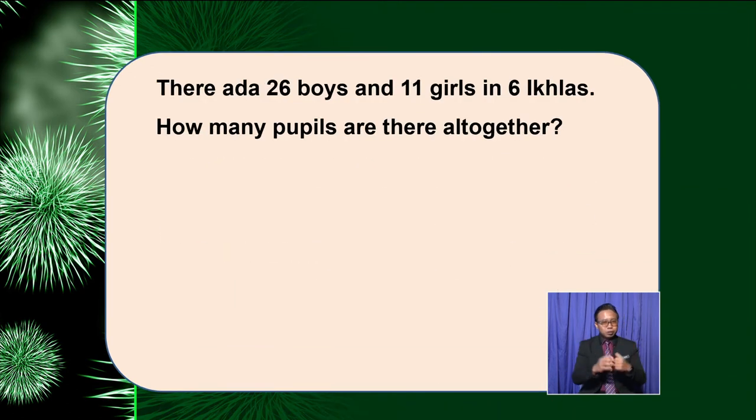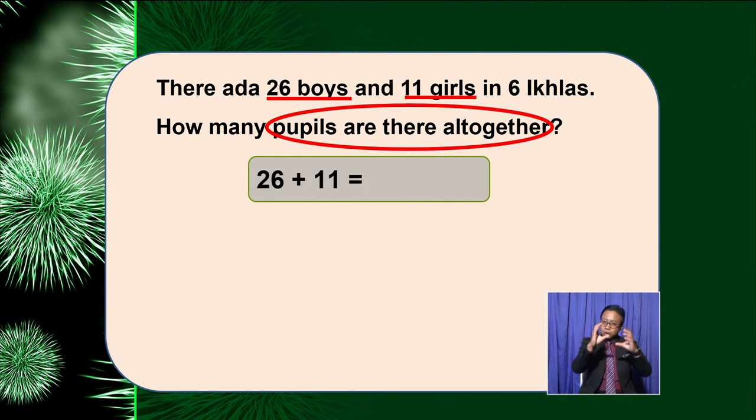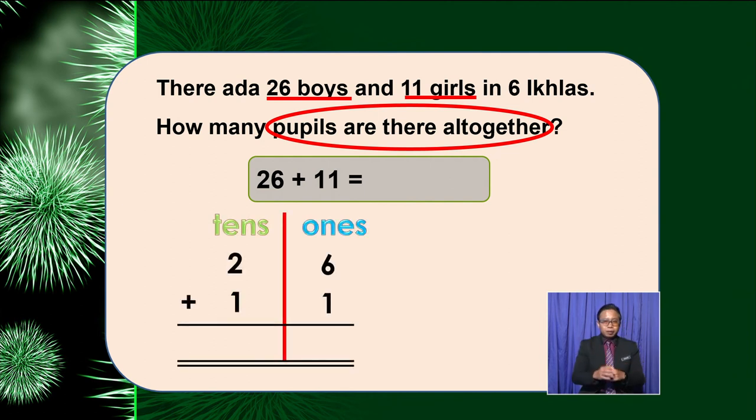Let us read together. There are 26 boys and 11 girls in 6E class. How many pupils are there altogether? Read the question carefully. Understand and interpret the problem. Underline the information given in the story. Circle the question. Then, plan a solving strategy. Carry out the strategy. Finally, look back.